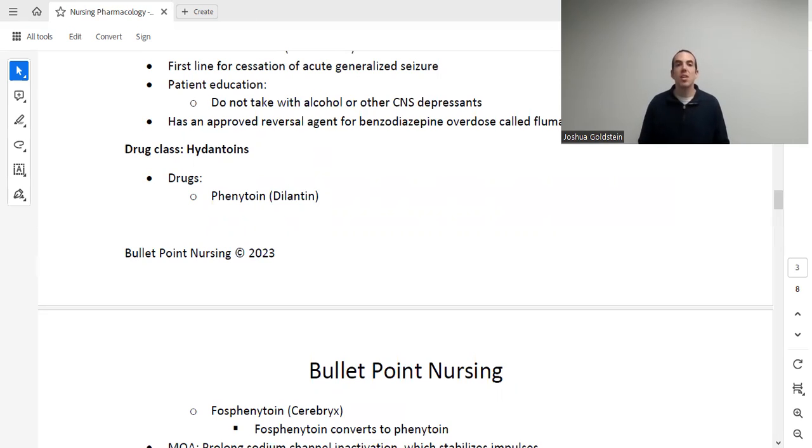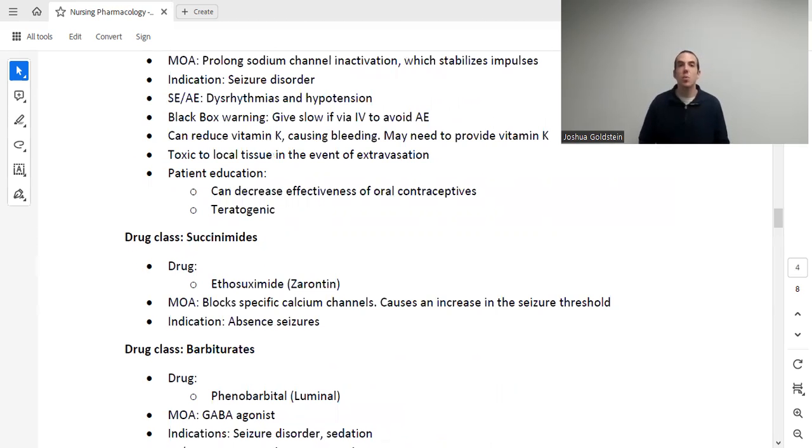Moving on for seizures, the next drug class we have are the hydantoins, and one drug in this class is phenytoin or Dilantin. Another one is fosphenytoin or Cerebyx. Fosphenytoin essentially converts into phenytoin once it's metabolized in the body. So these drugs are essentially the same thing. How does it work? It prolongs sodium channel inactivation, and by prolonging the time of inactivation, it stabilizes electrical impulses, and we know in a seizure, the electrical impulses in the brain are going haywire. This slows them down. What is it used for? It's used for seizures. Adverse effects of this are dysrhythmias and low blood pressure.